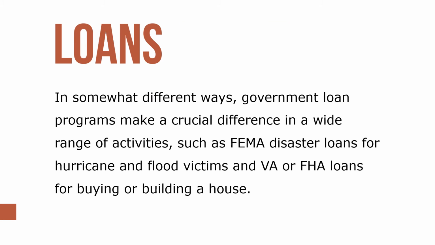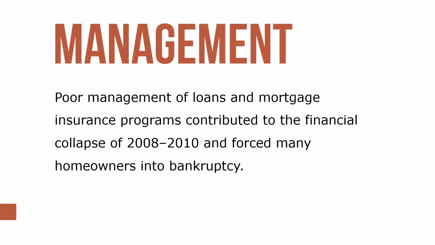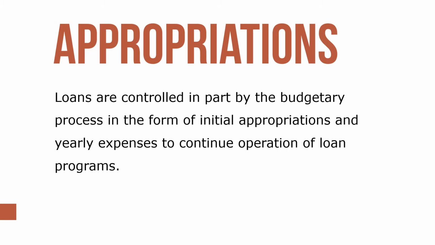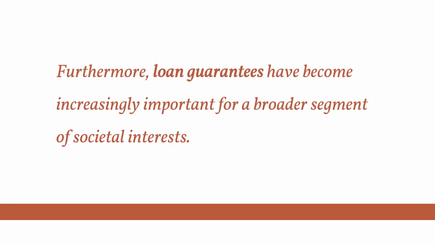In somewhat different ways, government loan programs make a crucial difference in a wide range of activities, such as FEMA disaster loans for hurricane and flood victims and VA or FHA loans for buying or building a house. Poor management of loans and mortgage insurance programs contributed to the financial collapse of 2008 through 2010 and forced many homeowners into bankruptcy. Loans are controlled in part by the budgetary process in the form of initial appropriations and yearly expenses to continue operation of loan programs. Furthermore, loan guarantees have become increasingly important for a broader segment of societal interests.